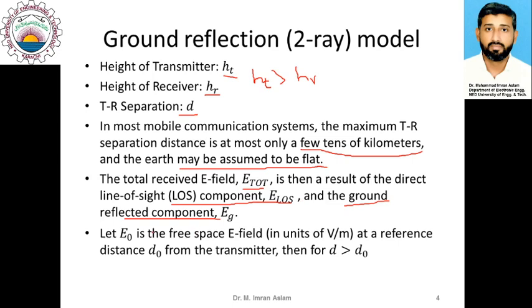Let us assume that E naught is a free space E field. Of course, the unit would be volt per meter, and the reference distance from the transmitter is d naught. As we discussed, it's a common choice in mobile systems to take a reference distance. So we have chosen the reference distance as d naught, and the E field which is available at that reference distance is given as E naught.